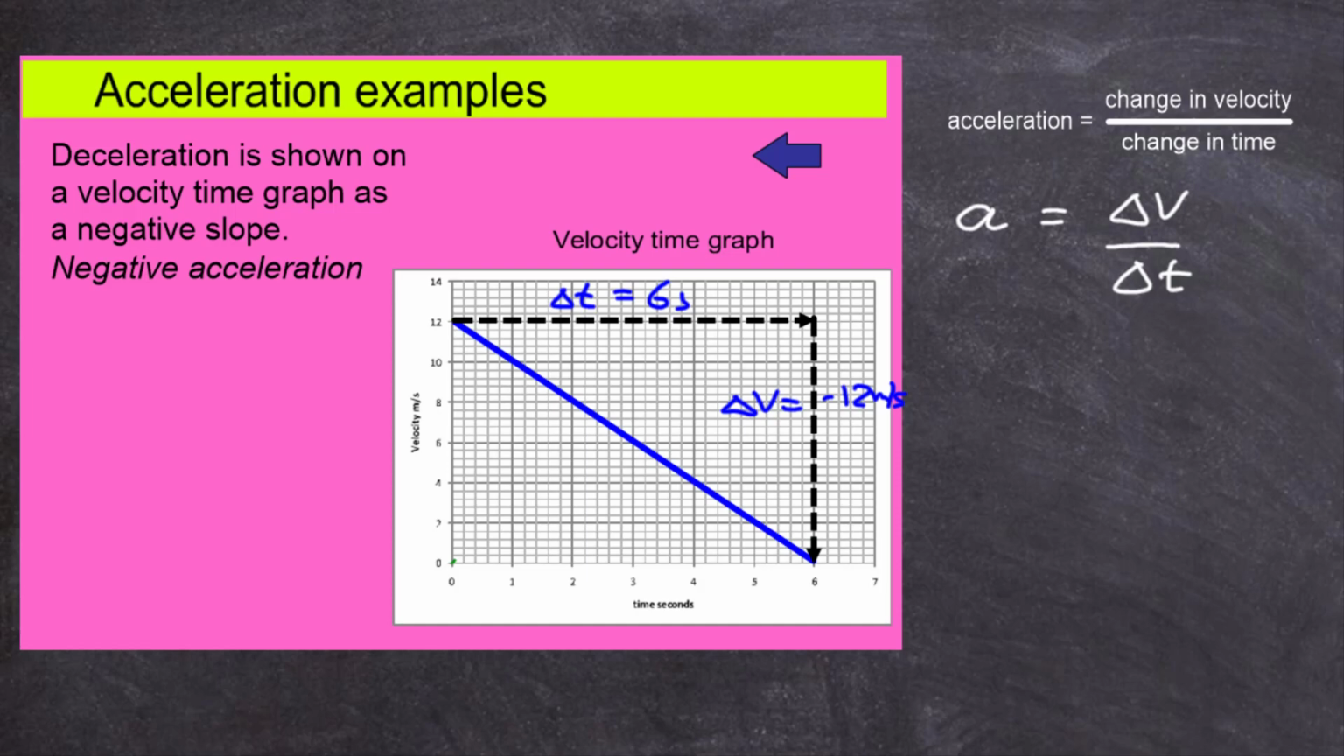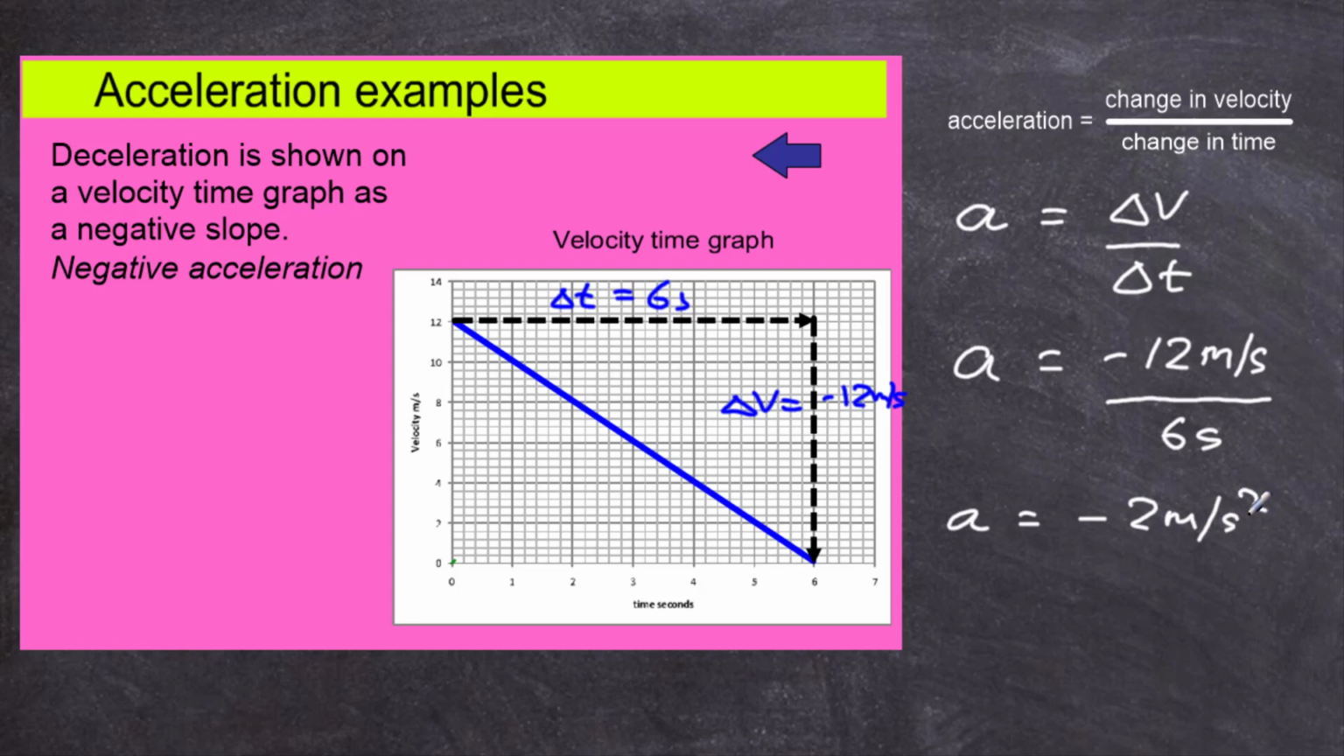So if I put those numbers into the formula, acceleration, delta V this time is minus 12 because it's going down the way, minus 12 meters per second. We're reducing the velocity by 12 meters per second, and the change in time for that to happen was 6 seconds. So therefore acceleration is going to be equal to minus 2 meters per second every second. Now that's going to give us a negative gradient, and that's what's happening because the velocity has been reduced by 2 meters per second every second.